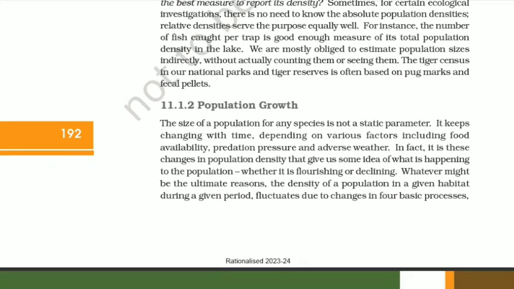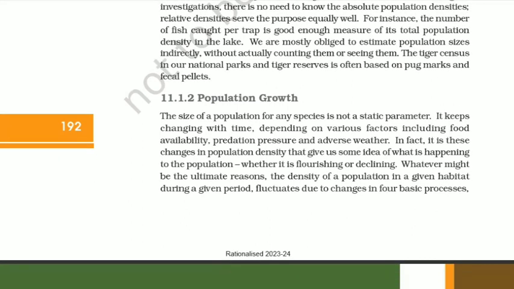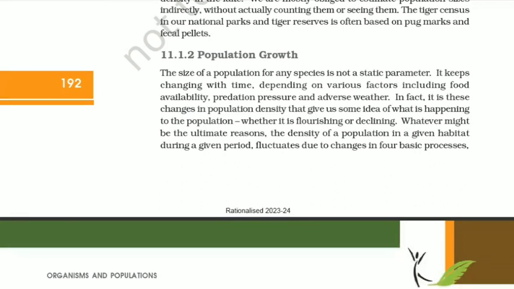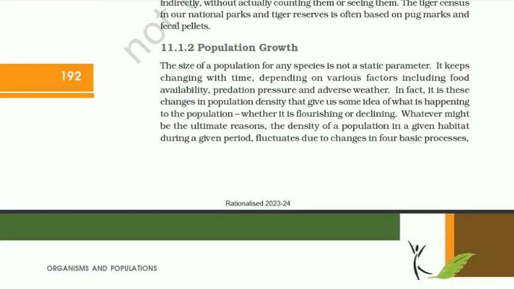For instance, the number of fish caught per trap is a good enough measure of its total population density in the lake. We are mostly obliged to estimate population sizes indirectly without actually counting them or seeing them. The tiger census in our national parks and tiger reserves is often based on pug marks and fecal pellets.